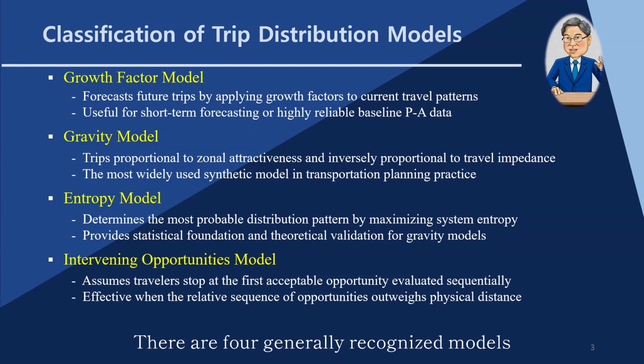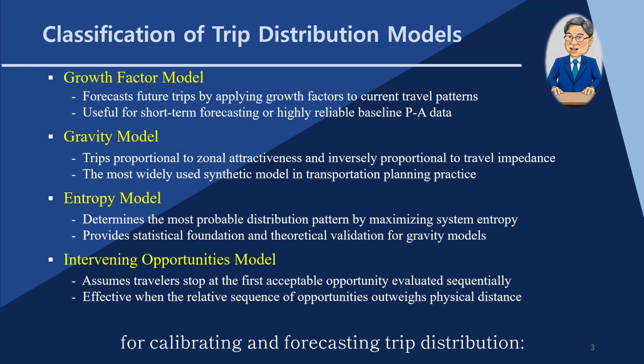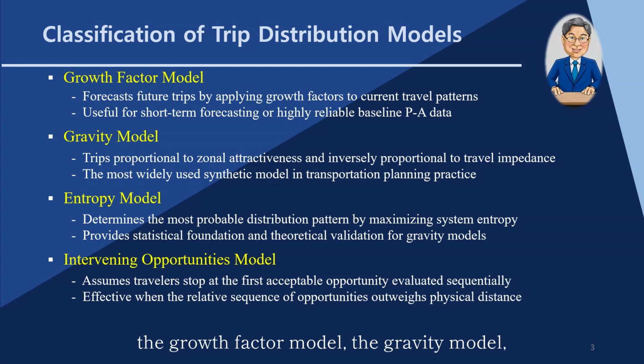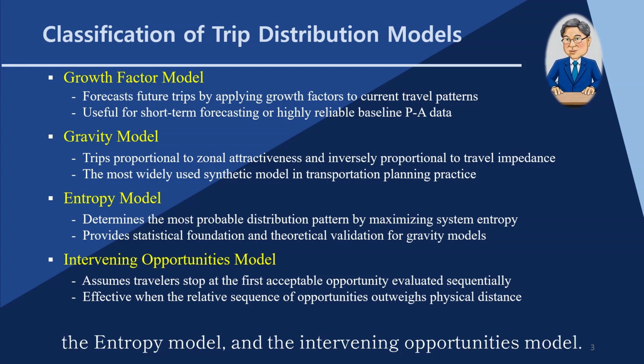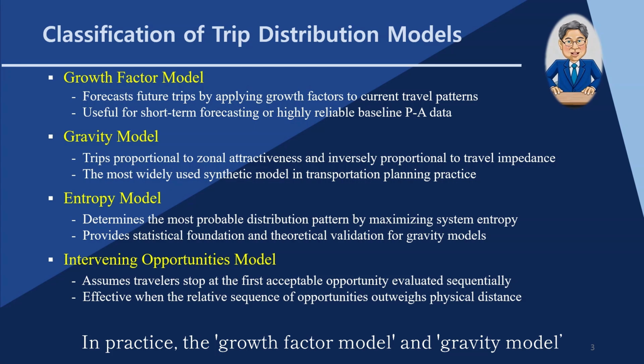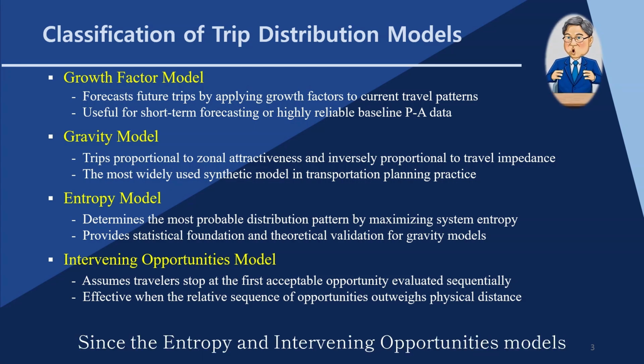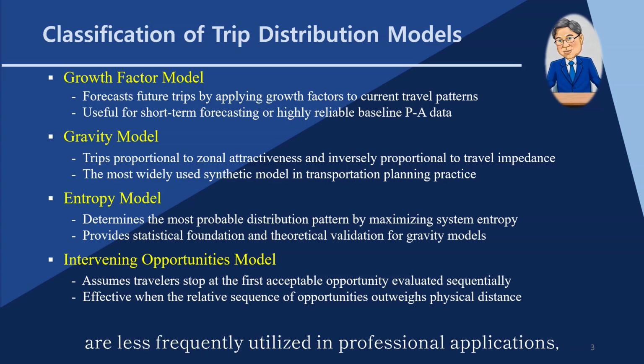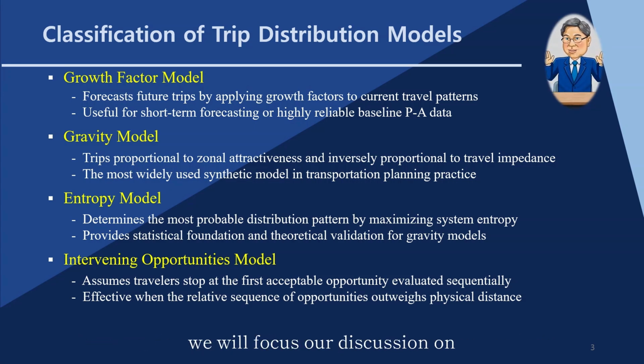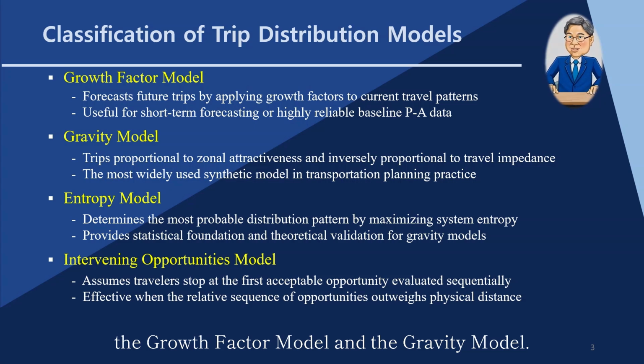There are four generally recognized models for calibrating and forecasting trip distribution: the growth factor model, the gravity model, the entropy model, and the intervening opportunities model. In practice, the growth factor model and gravity model are most commonly used. Since the entropy and intervening opportunities models are less frequently utilized in professional applications, we will focus our discussion on the growth factor model and the gravity model.